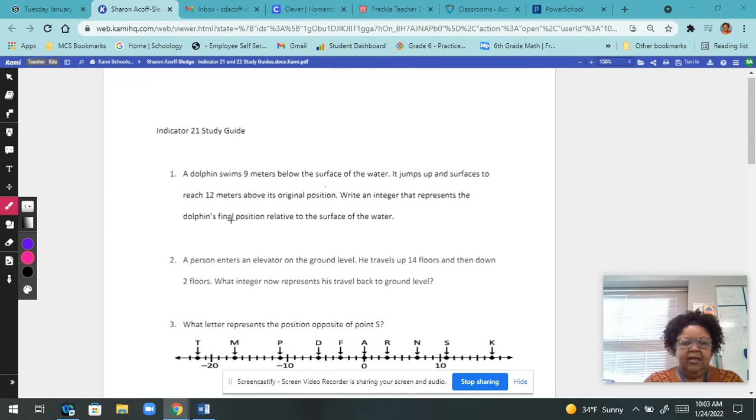Hey, y'all. This is the study guide for the test that is going to be tomorrow, which is Wednesday.